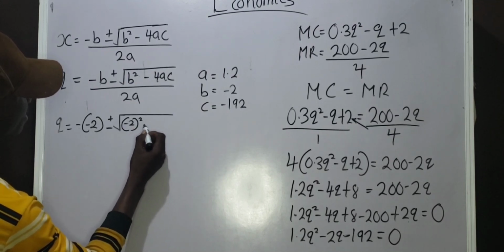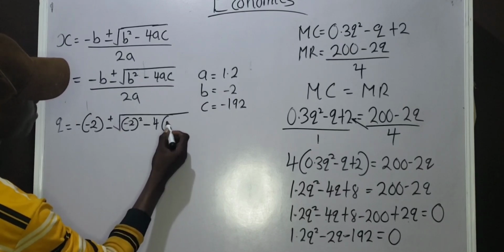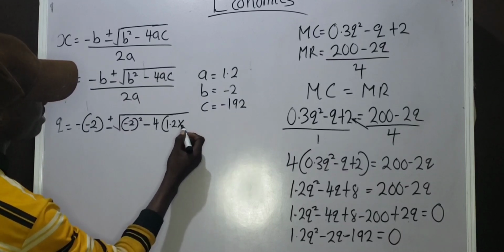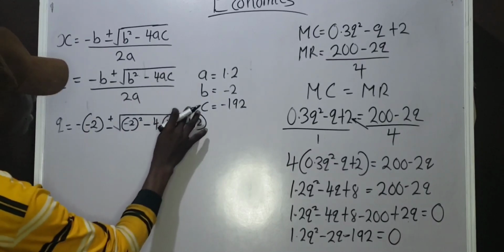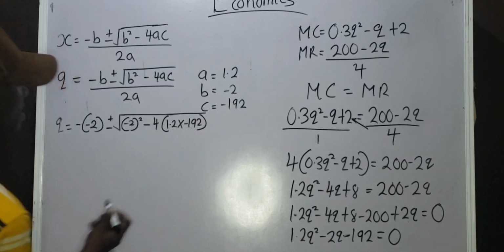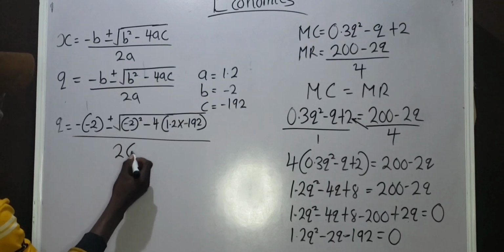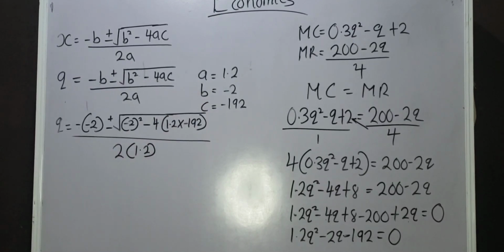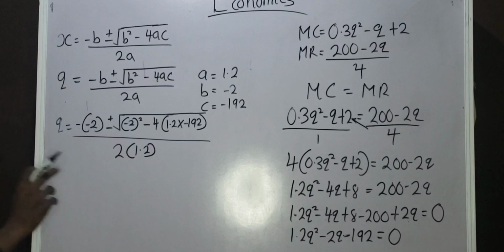Minus 4 multiplied by a. A is what? 1.2. Multiplied by c, which is negative 192. If you didn't understand, just reverse the video and watch it again. All over 2a, 2 multiplied by a. A is 1.2, so I'm going to have 1.2. Do you understand to this point? Okay? Now let us proceed. All I did is just substitute the values of a, b, c into this formula, and I got to this place.